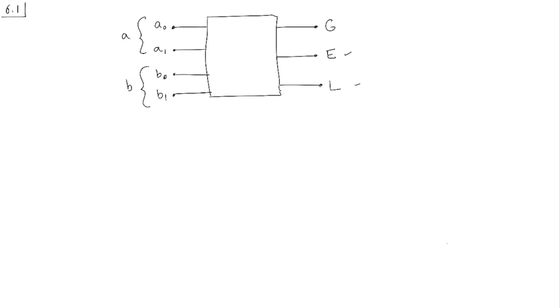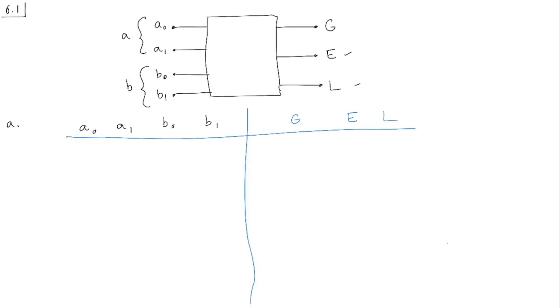Okay, and the first thing that you've been asked to do is a truth table for the same. So if we write a truth table, you can just write the bits, isn't it? A0, A1, B0, B1. So these are your inputs, and your outputs are going to be G, E, and L.